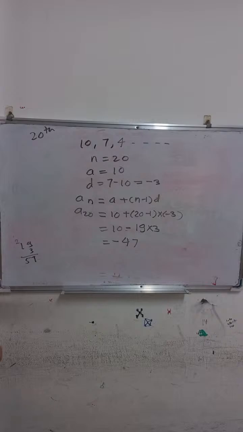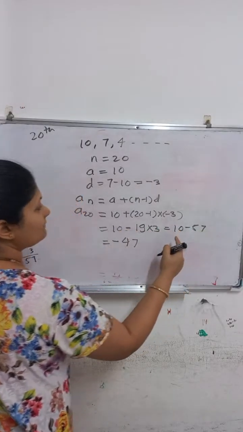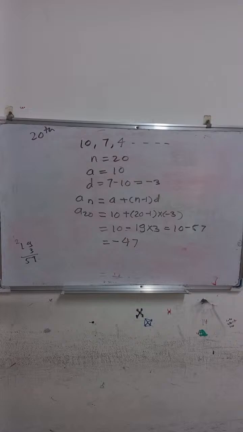Because 19 into 3 is nothing but minus 57. Correct? 10 minus 57. After subtraction we give the greater number's sign. So the answer is minus 47. Check the option. Which option is correct here? Option C is the correct option. Okay, everyone finished? Then write down the next one.